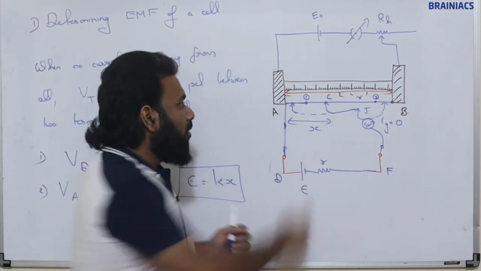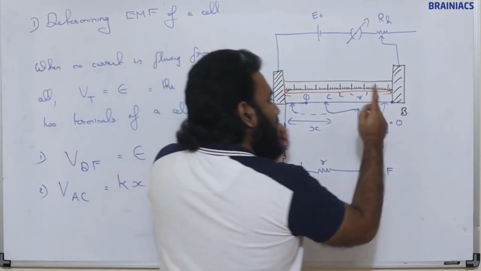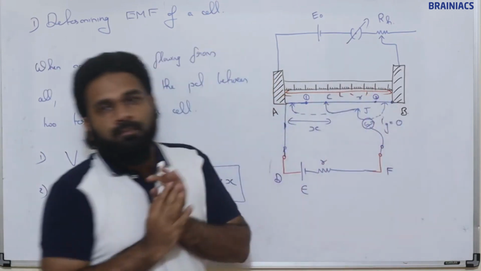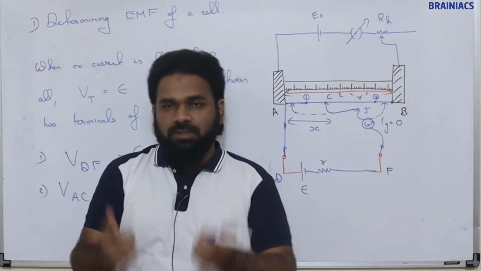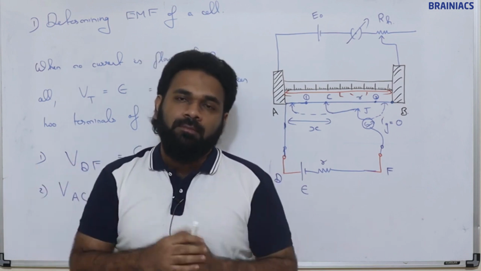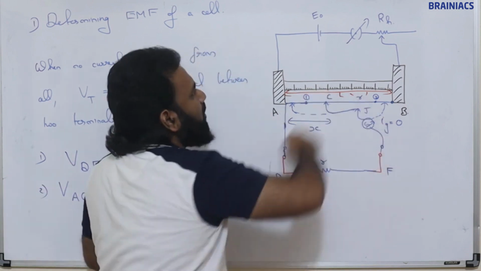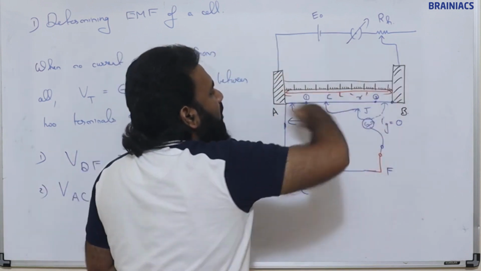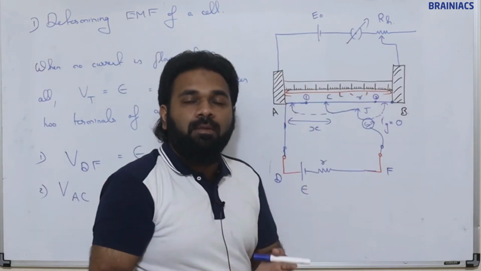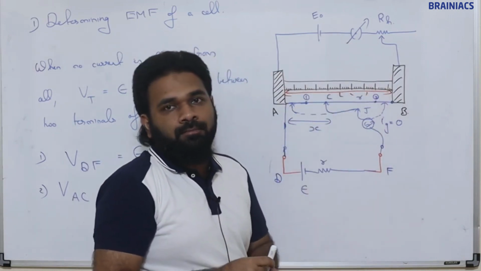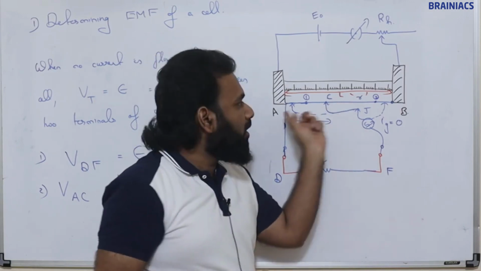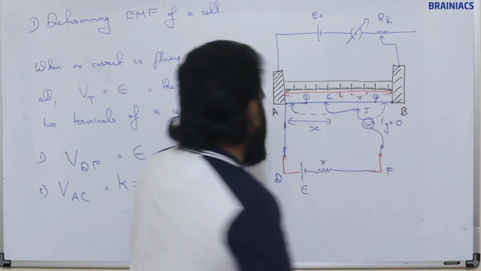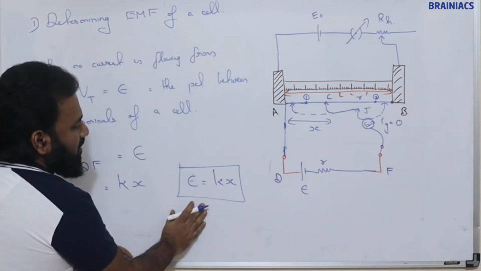Which V by L? Voltage across this potentiometer wire divided by its full length. Voltage per unit length. So measure the voltage across the full potentiometer wire. No current is passing through this. Current will be passing only through this. Very simple. V by R equivalent is the current. So that current into this resistance is nothing but the voltage across this wire. So EMF is nothing but Kx.